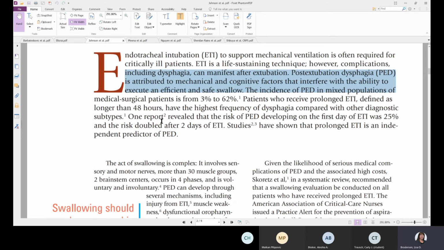Okay, and then they do cite another source, number 2 here, regarding the risk of post-extubation dysphagia developing, when it's going to develop. And then finally, they end this main introduction of the problem with the fact that studies have shown that prolonged ETI is an independent predictor of post-extubation dysphagia. Okay, so not very many sentences there. But clearly, it's an interesting and logically organized introduction of the problem. I'm just uncomfortable with the lack of source citation in the early part here. Otherwise, well written. Just wish it demonstrated more thorough citation.